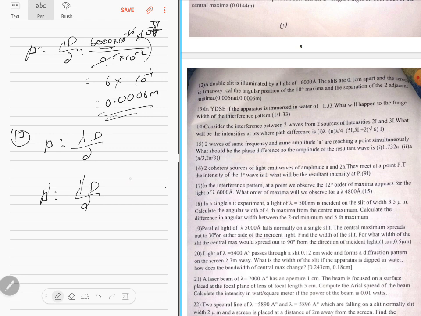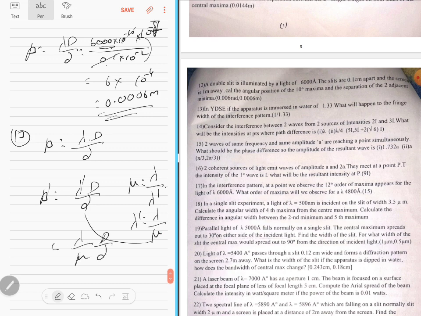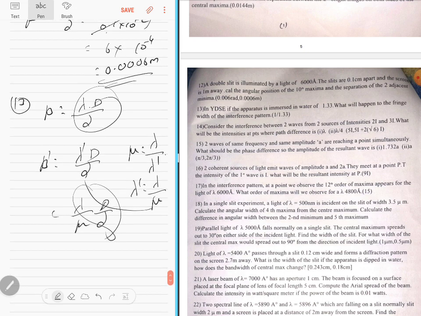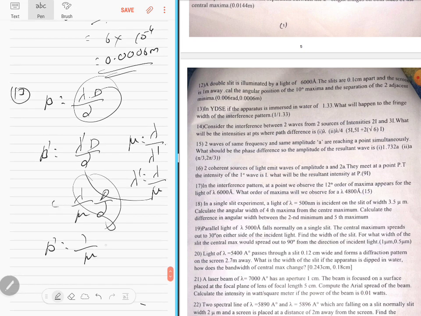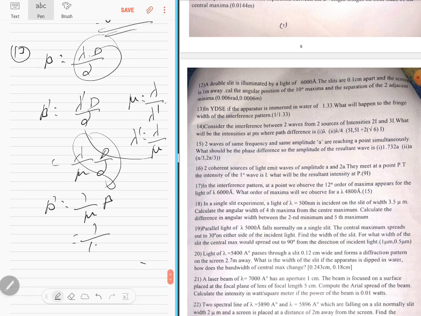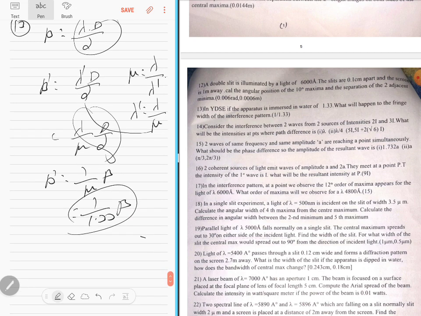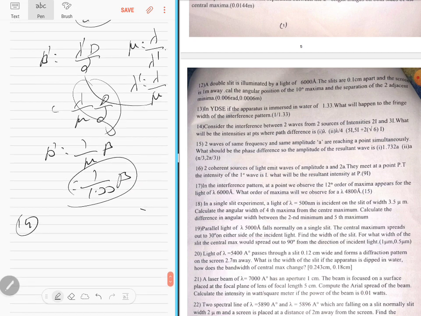What is lambda dash? Refractive index is equal to wavelength in vacuum by wavelength in medium. So wavelength in medium is lambda by mu. Substituting here, you get lambda by mu into capital D by small d, and comparing, beta dash is 1 by mu times the original beta. If you can memorize this, nothing like it. So it's 1 by mu of the original, so 1 by 1.33. You have to memorize this if you can. That makes all such sums very, very easy. So let's go to the 14th question.